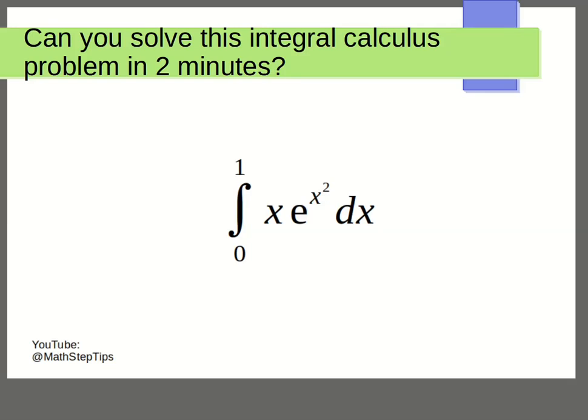Okay, for those who know a bit advanced math subject, we have a quick integral calculus problem to consider. Can you solve it in 2 minutes? The e is a special irrational number, approximately 2.718.